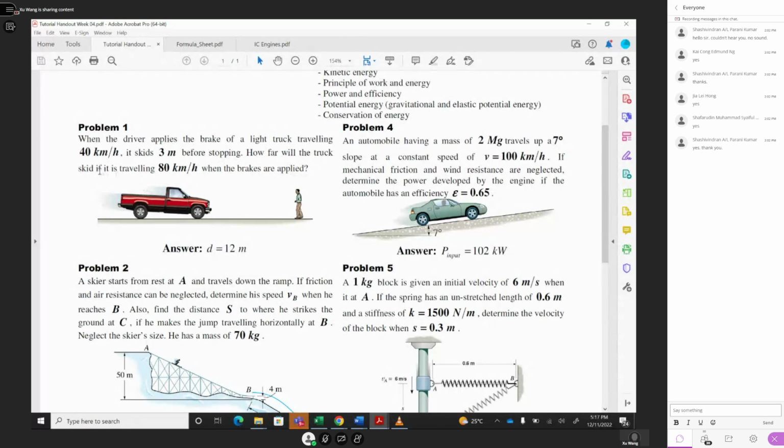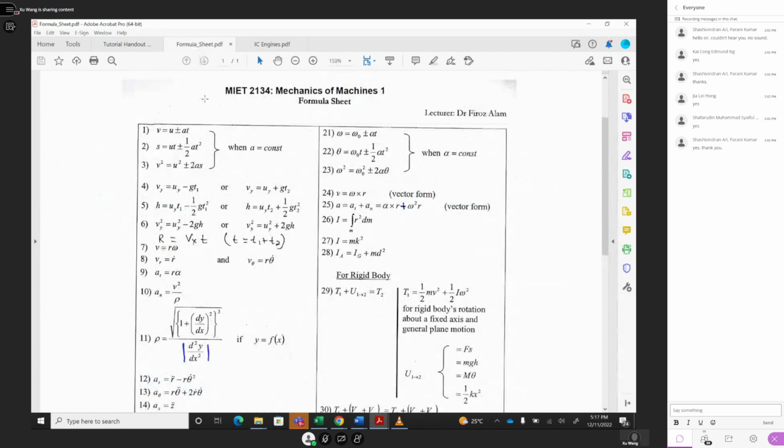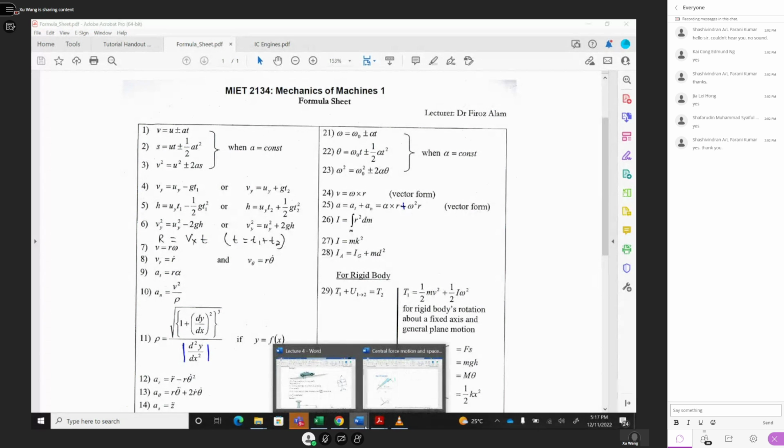So how far will the truck skid before the stop? When the brake is applied, maintain the same acceleration, how far does this truck skid before the stop? You use the same formula, then you change it, and the new initial speed is 80 km per hour, not 30. The final speed is equal to 0. So 80 is here, and this is the acceleration, same from last step. Then calculate the new stop distance S. So that's how we solve this issue.